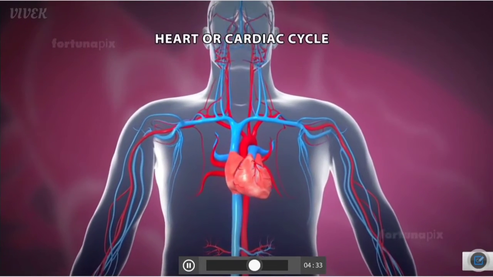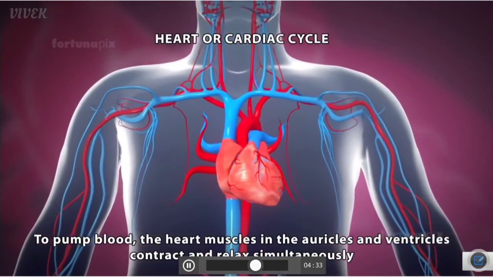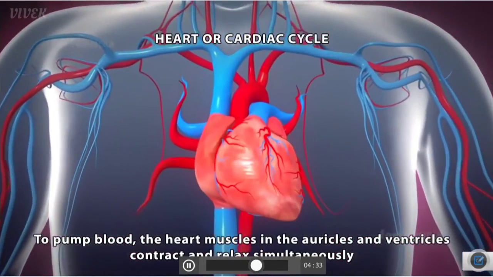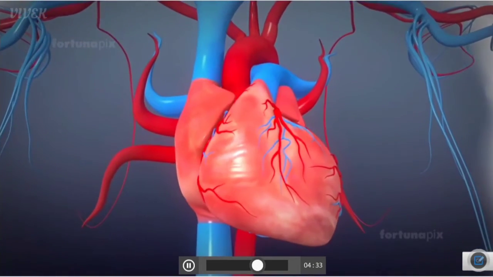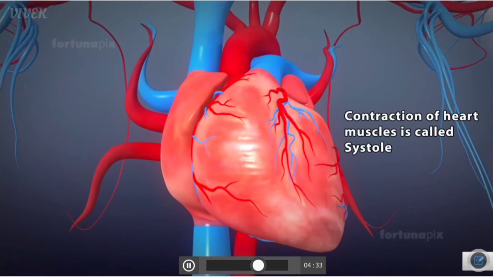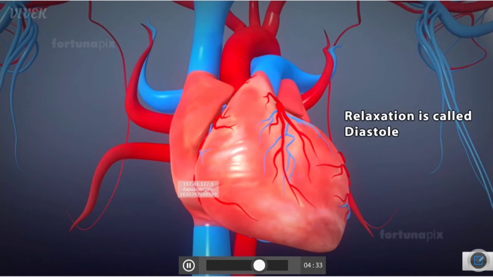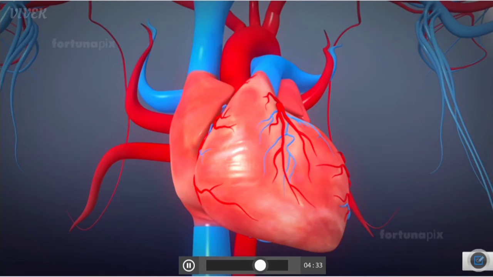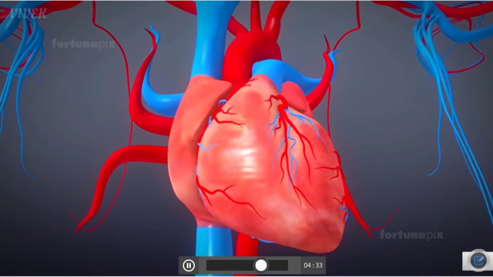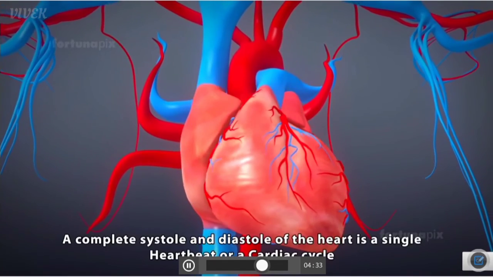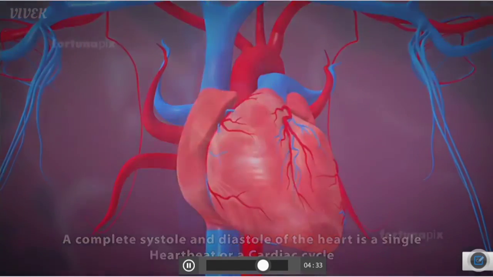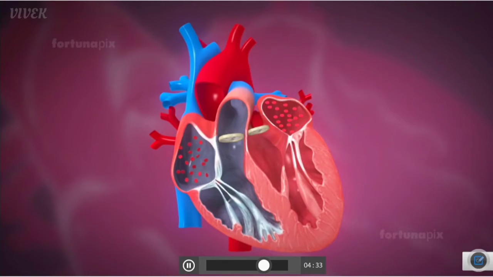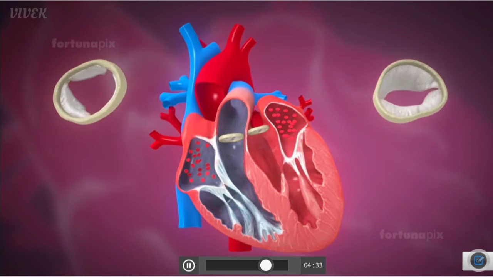Cardiac cycle. To pump blood, the heart muscles in the auricles and ventricles contract and relax simultaneously. Contraction of heart muscles is called systole, and relaxation is called diastole. A complete systole and diastole of the heart is a single heartbeat or a cardiac cycle. When auricles are in systole, the ventricles are in diastole. Auricular systole. Auricle muscle contracts, tricuspid and mitral valves open. Blood enters the ventricles, auricles relax.